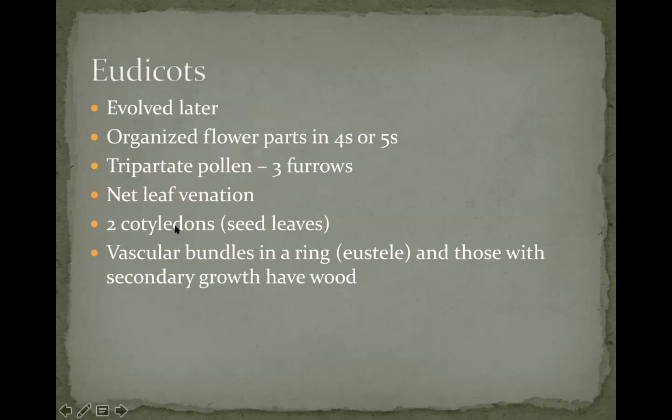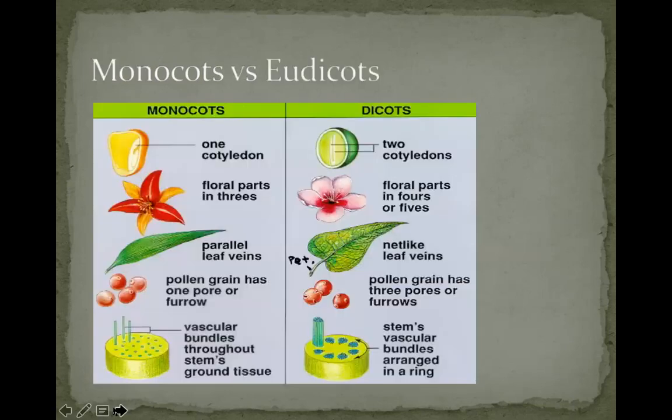But eudicots produce 2 cotyledons or 2 seed leaves, hence the name dicotyledon. And then eudicots will typically have eusteles as well. That's when their vascular bundles are arranged in a ring, and they have a true central pith, and they also have pith rays as well.